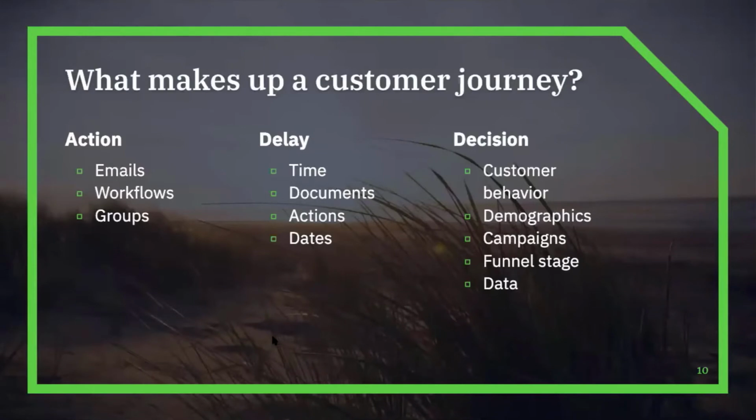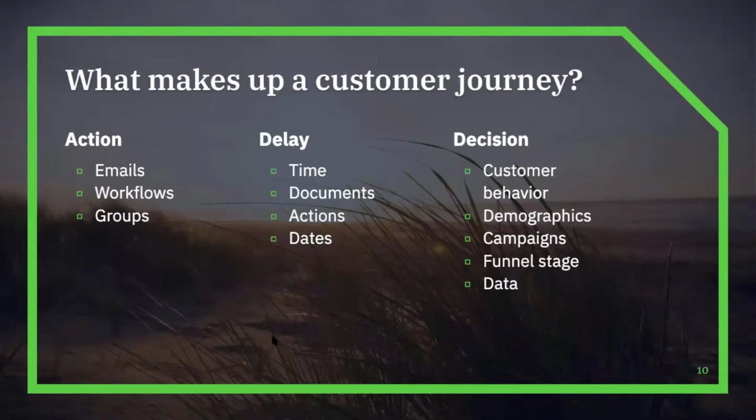So what makes up a customer journey? There's three main elements in a customer journey. It's action. Those are your emails, workflows, and groups. So what emails are you sending? What workflows are you activating? And what groups are you adding or removing contacts from?